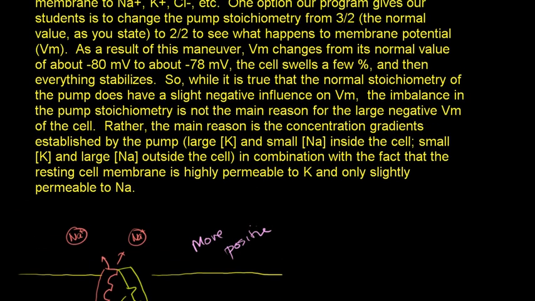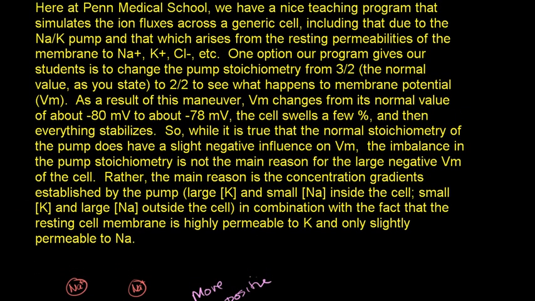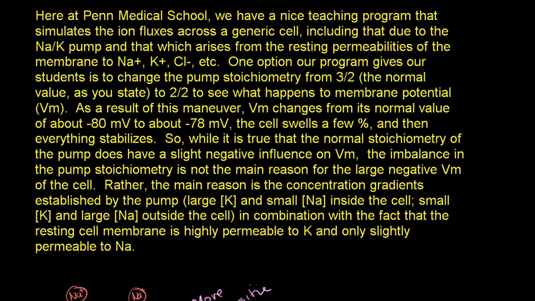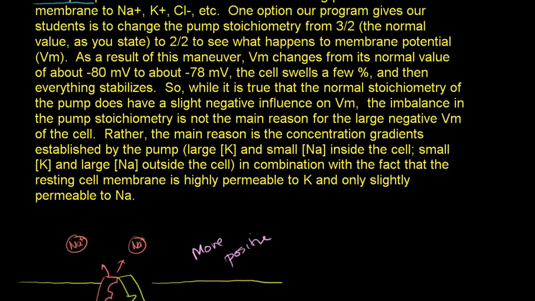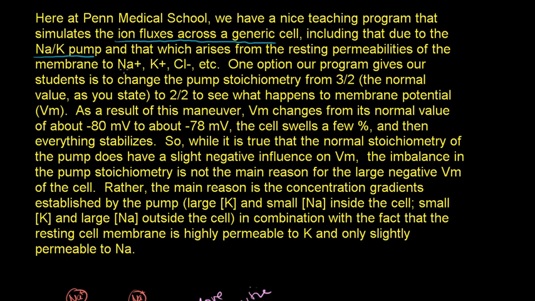And it corrects me. And it's an interesting thing to think about in general. So here's what he wrote. And let's think about what he's saying. He says, here at Penn Medical School, we have a nice teaching program that simulates the ion fluxes across a generic cell. So the ion flux is just the movement of the ions across the membrane, including that due to the sodium potassium pump, and that which arises from the resting permeabilities of the membrane. So the resting permeabilities is how easy it is for these ions to go through the membrane. We'll talk more about that in a second. And the resting permeabilities of the membrane to sodium, potassium, chloride, etc.